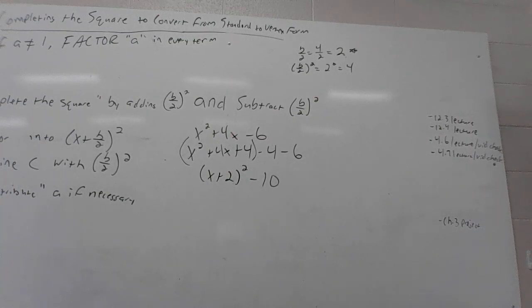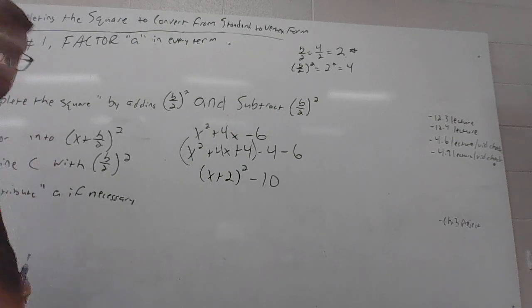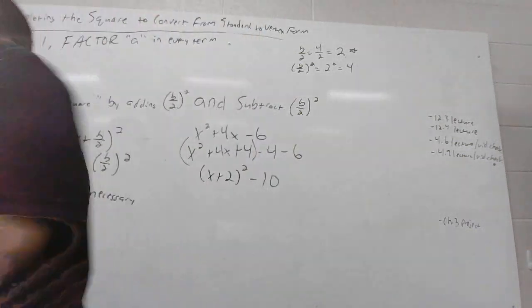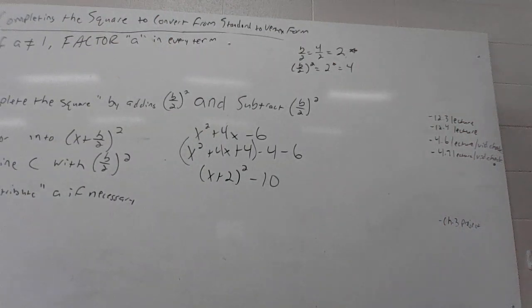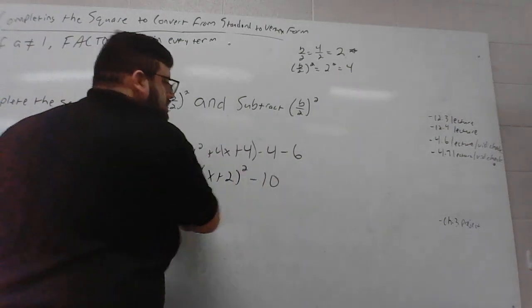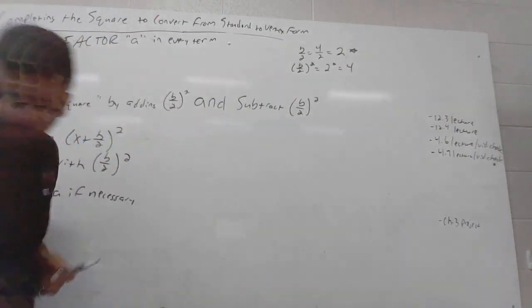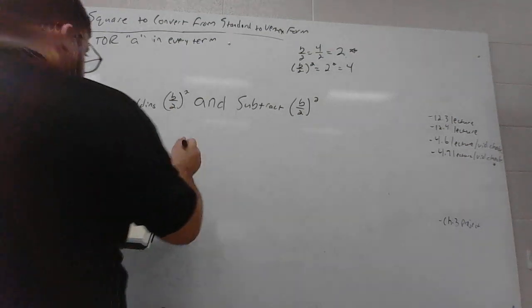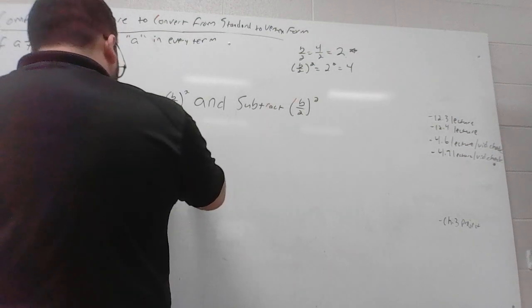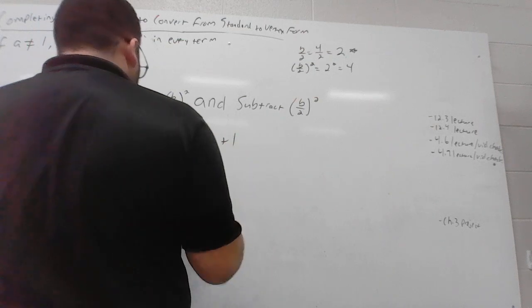Let's do an example where my a is not 1. And that'll be the last thing. We'll do an example where my a is not 1. Let's see. Okay, here we go. 2x squared minus 8x plus 1.